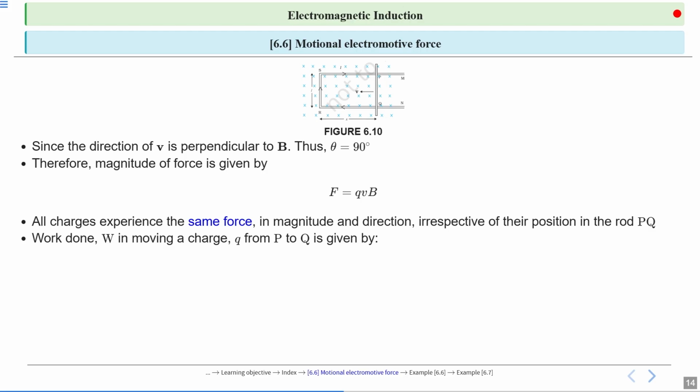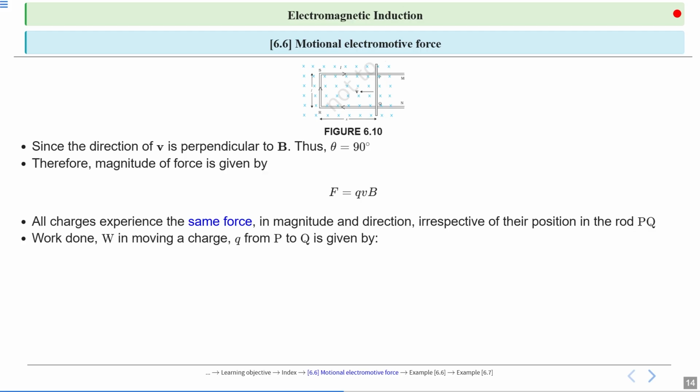That is, align your fingers in the direction of velocity V and curl them towards the magnetic field, and the thumb will give the direction. If the charges are negative, then this force direction will be exactly opposite to that. If electrons are considered as charge carriers or free charges, then direction of force will be towards P. But here we are talking about the generalized or default case where free charges are taken as positive. So direction of force on the charges will be towards Q.